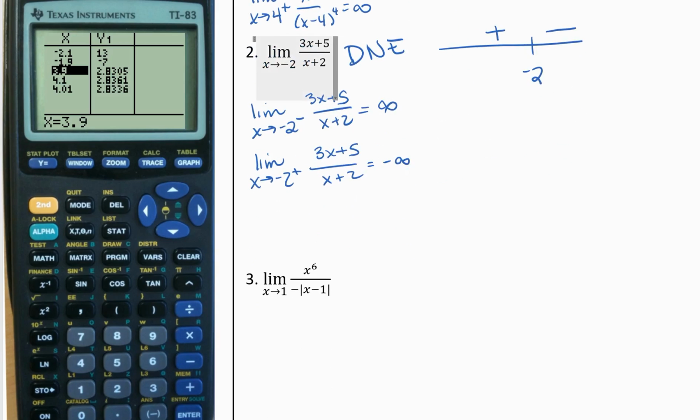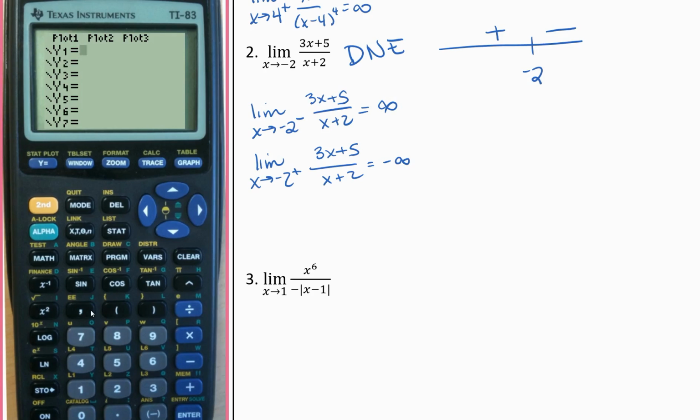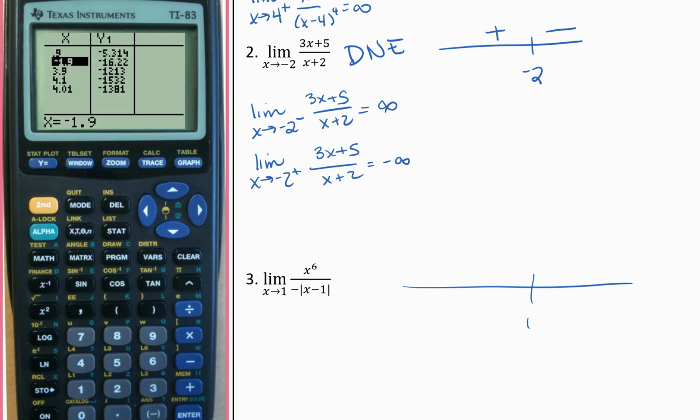Okay, let's look at one more. So here we've got the limit as x goes to 1 of x to the 6th divided by negative absolute value of x minus 1. To get the absolute value we go to math, number, ABS. And we know that something's happening at 1 here. So if we put in something less than 1, like 0.9, we get a negative number. If we put in 0.99, that's a bigger negative number than 0.9, and 0.999 is a bigger negative number still. So from the left, this is going to negative infinity.